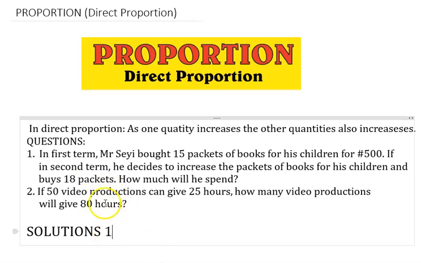So we say solution number 1. In first term, Mr. Sheyi bought 15 packets of books for his children for 500 naira. If in second term, he decides to increase the packets of books for his children and buys 18 packets, how much will he spend? If I may ask you, someone that bought 15 packets for 500 naira, if he is buying more packets, that means he will spend more. By implication, it is not the amount you use to buy 15 packets that you will use to buy 18 packets. That means you will spend more. Let's solve so that we can see what we are trying to explain.